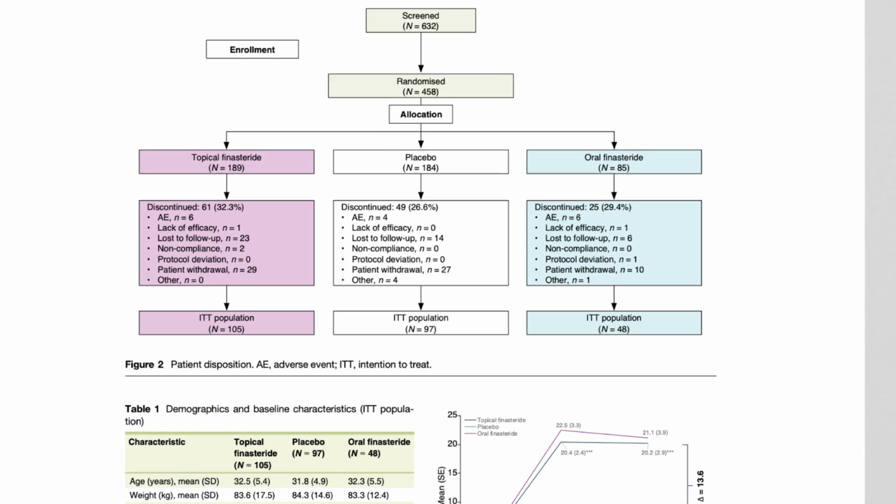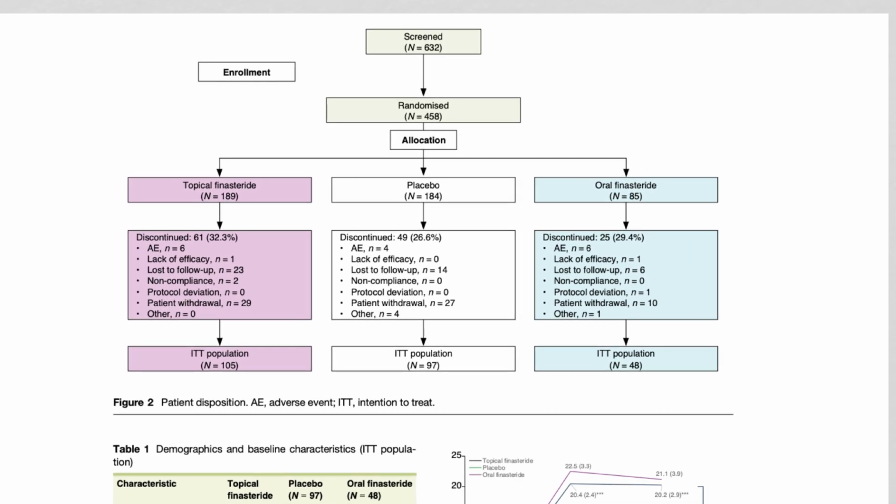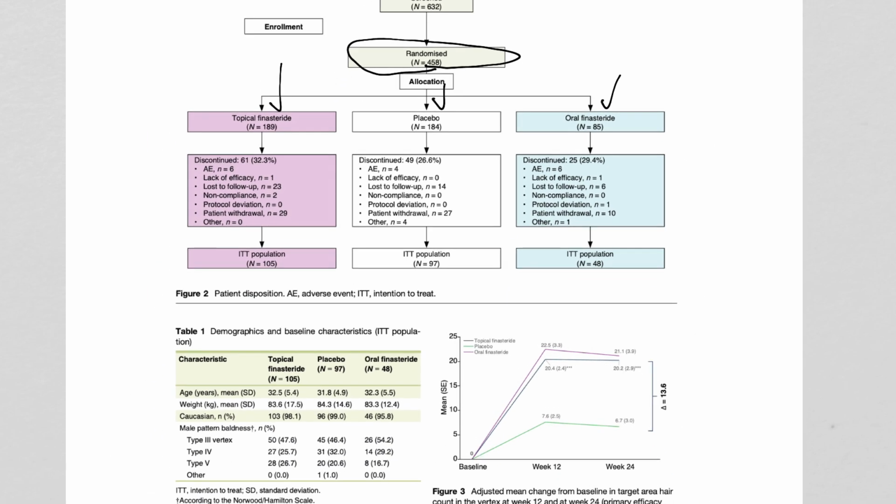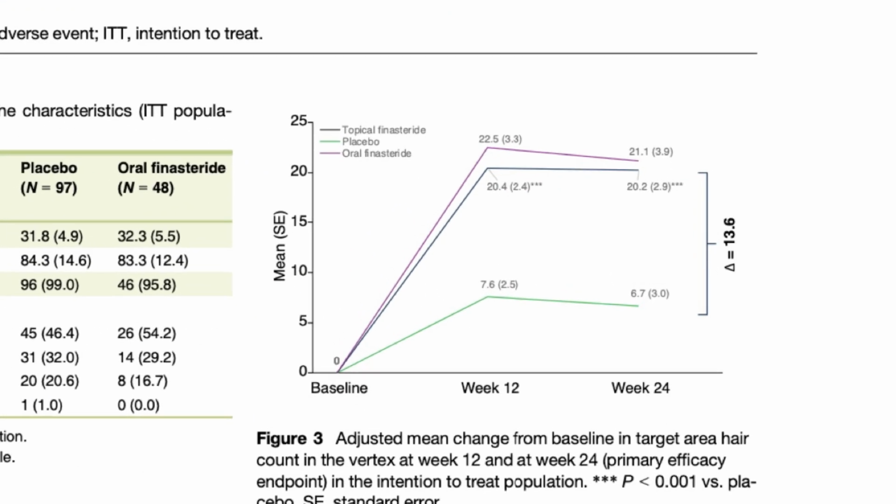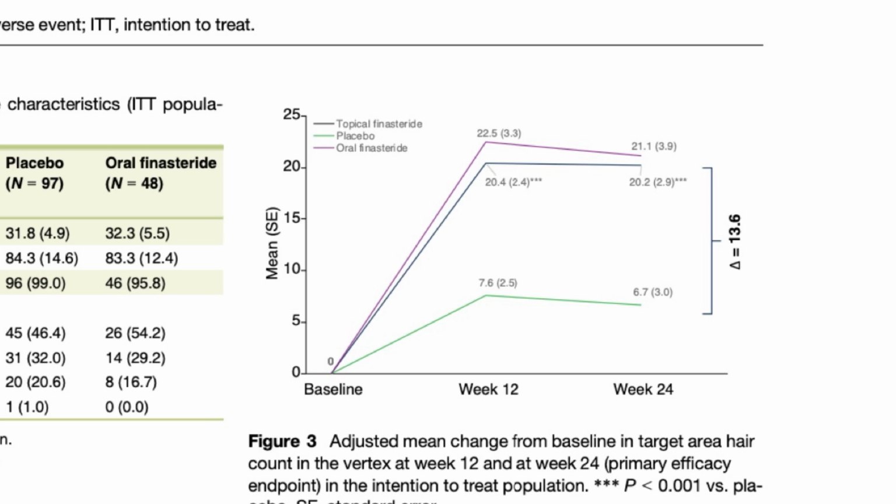Right. And so what they did is 3 separate groups, right? So they had an initial sample size of 458 people that were completely randomized into one of 3 groups: topical finasteride, placebo, or oral finasteride. And they followed those people for 24 weeks, which was enough time to see some significant changes. And the end result of that was there really wasn't much of a difference.